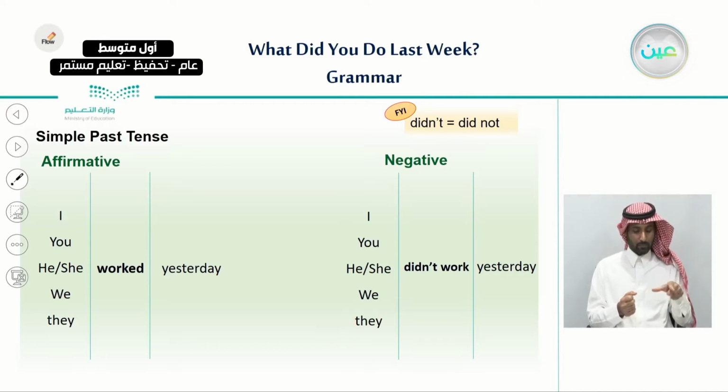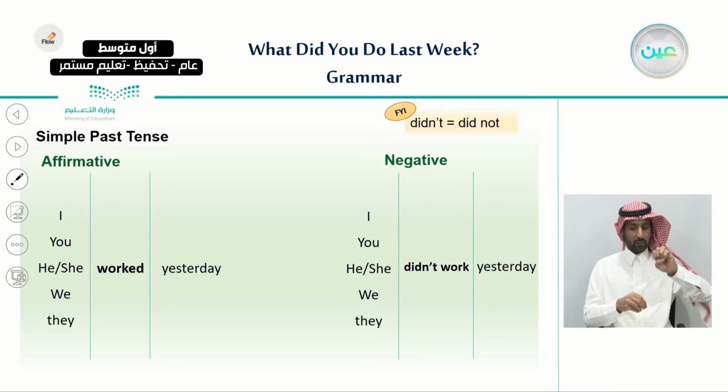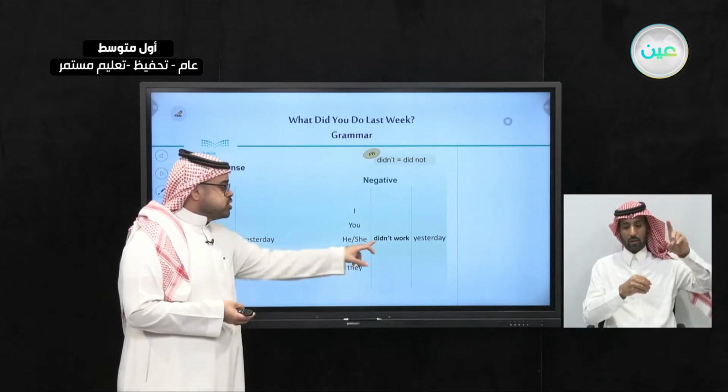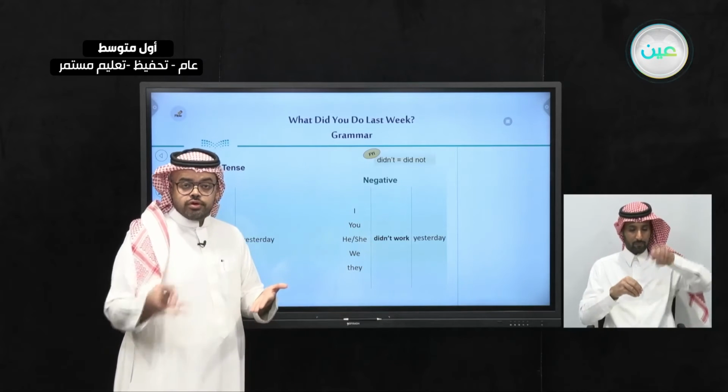Here in this case we use did not. So here didn't, this is the short form of did not. So we use didn't, and after this we use the verb as it is. Here we don't have to change the verb, or add ed to the verb, because we already used an auxiliary verb, which is did, which is in the past.